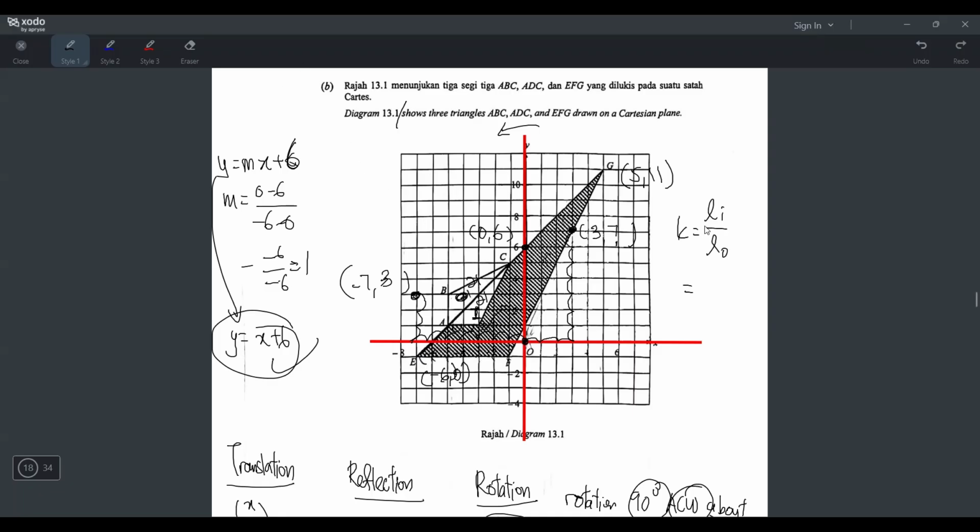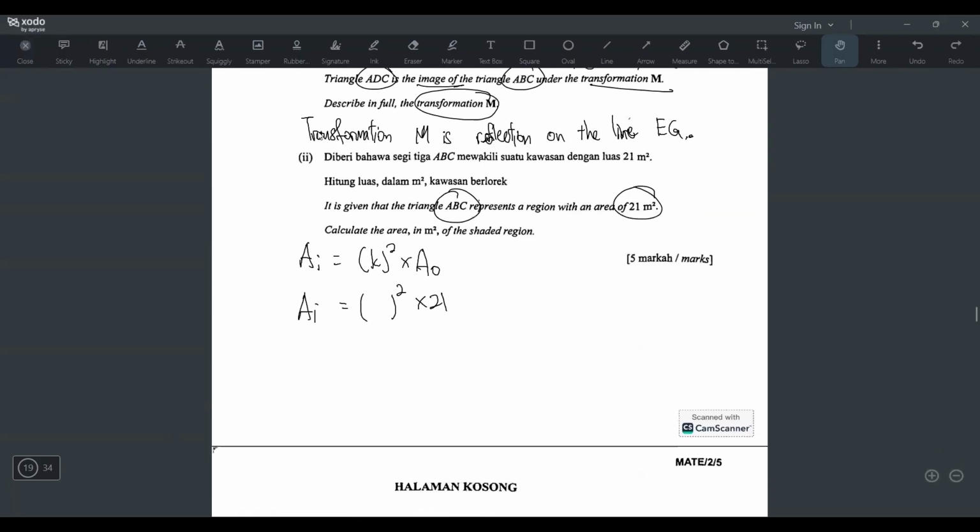When we are finding scale factor, we need two corresponding sides. So we can use this side here, and the corresponding side for this will be here. Let's count 1, 2, 3, 4, 5, 6. So this will be 6. This one is 2 units, and your scale factor will be 6 divided by 2. Not 2 divided by 6, because you assume the big one is the image. So your scale factor becomes 3.